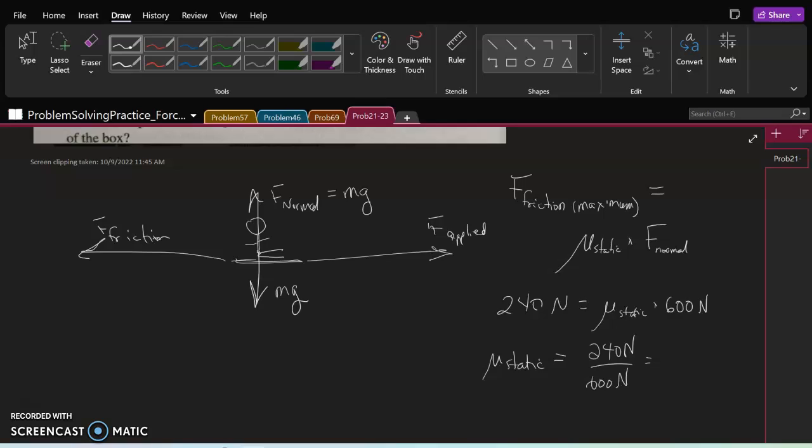So 24 over 60, if I divide by 4, I'll get 6 over 15, or 2 over 5. It looks like we got about 0.4. Okay? And that's as simple as that. It means that if I take this coefficient of 0.4 and I multiply by the normal force, and the normal force could be anything on this surface now, then I can get the maximum frictional force before an object will start to slide.